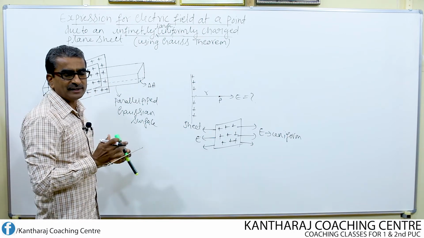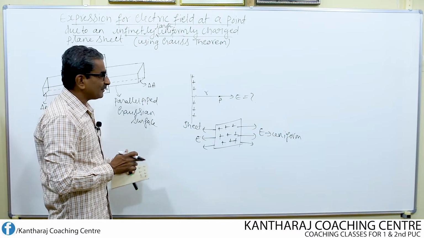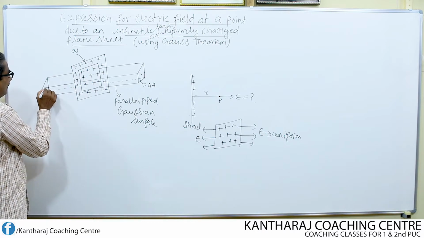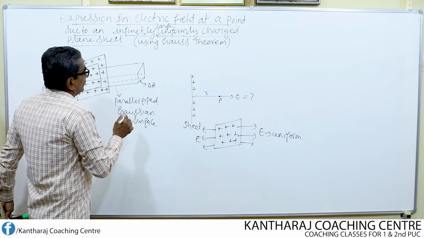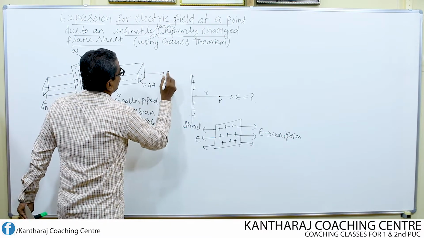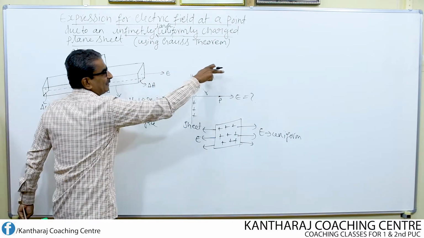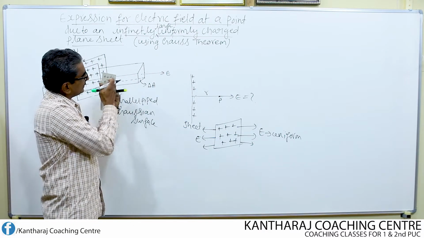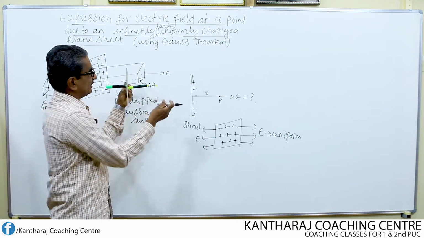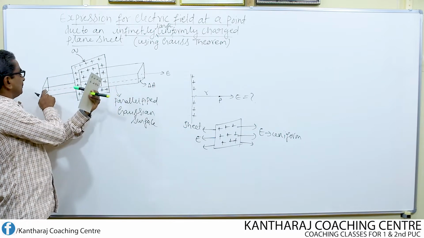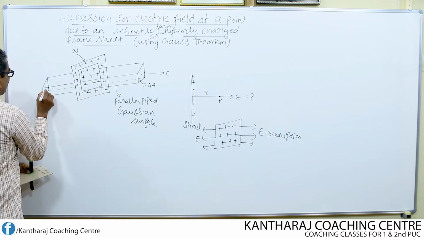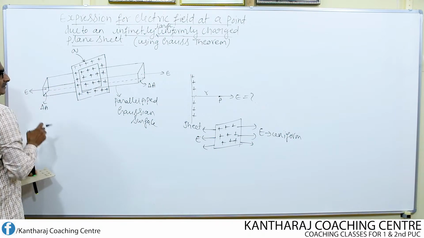What is it that I need to find? I need to find now what is the electric field at this point, either at this point or at this point. At this point, what is the direction of electric field? We know very well that due to positive charge, the direction of electric field is always away from it. So, since this side is charged positively, electric field is directed away from the sheet like this. Similarly, at this point, what is the direction of electric field? It is directed like this. Let us write that.